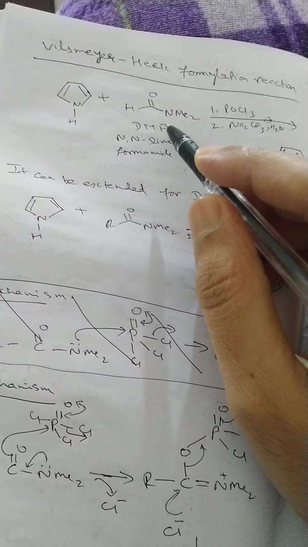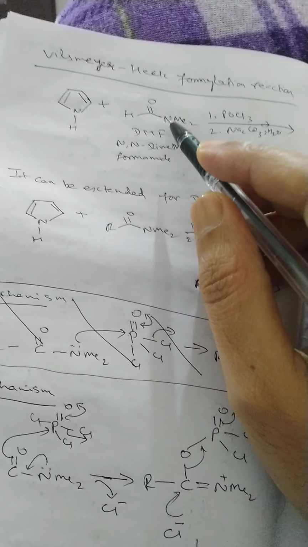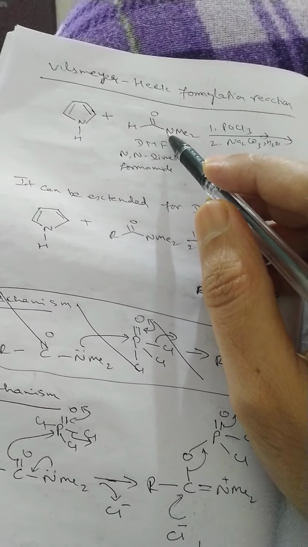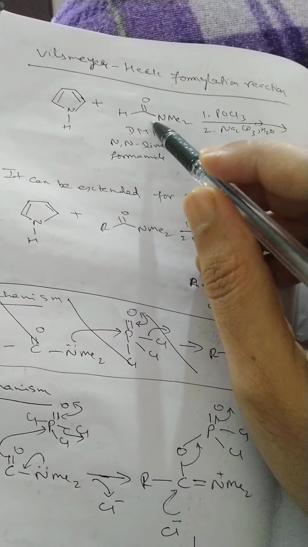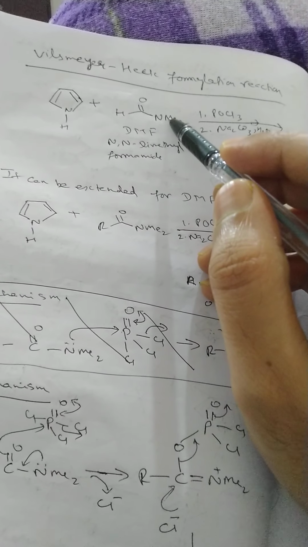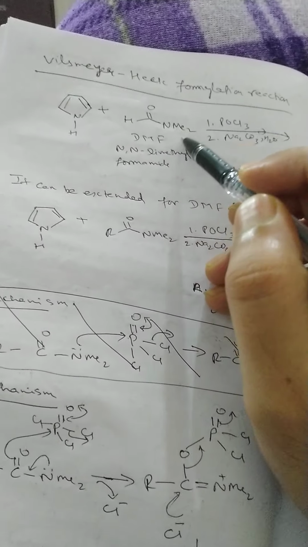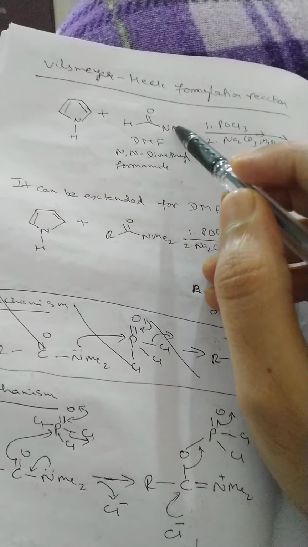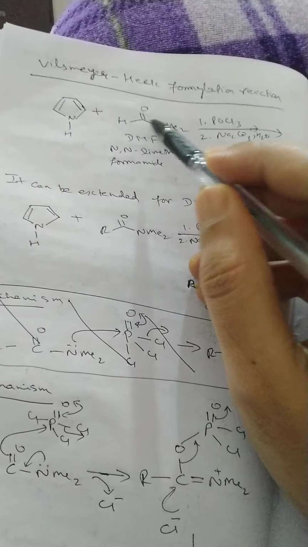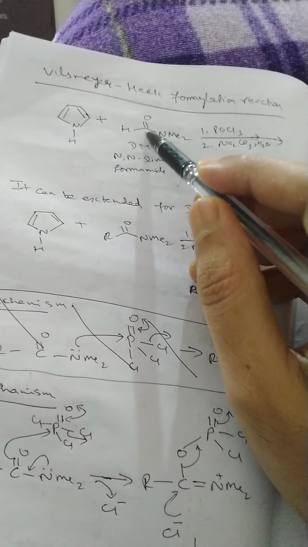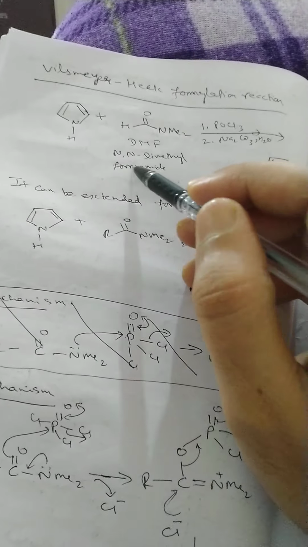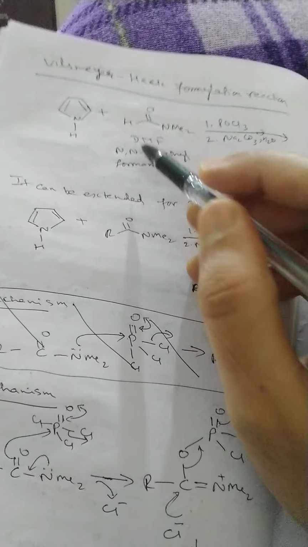So DMF, you should know the full form, N,N-dimethylformamide. On N, two methyl groups are there. So you have CHO and NMe2. What is the functional group? Anybody? This functional group is amide. This was an amine which has reacted with an acid or acid derivative, and what you get is an amide, okay? So DMF is nothing but an amide. It is N,N-dimethylformamide.